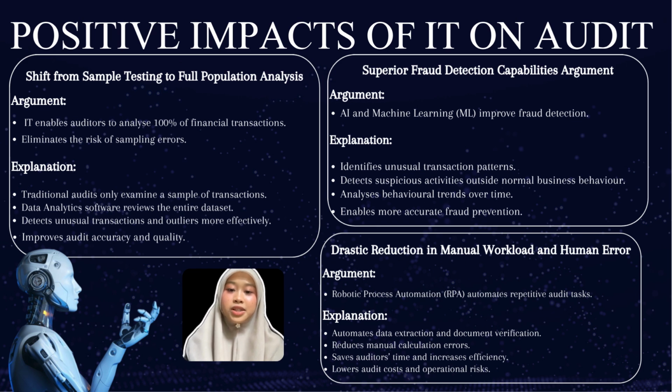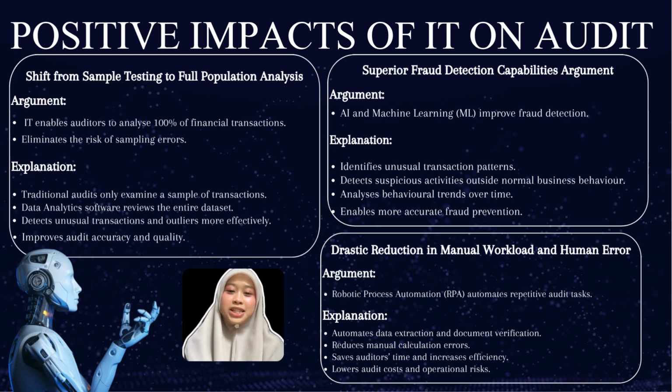So the next point is superior fraud detection capability. Artificial intelligence, or AI, and machine learning can detect suspicious patterns that are difficult for humans to identify. For example, the system can detect transactions approved outside normal working hours or unusual increases in manual journal entries. By analyzing these patterns over time, AI helps auditors to detect fraud early and improve the accuracy of fraud prevention.